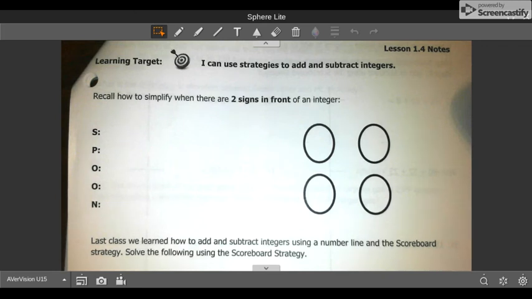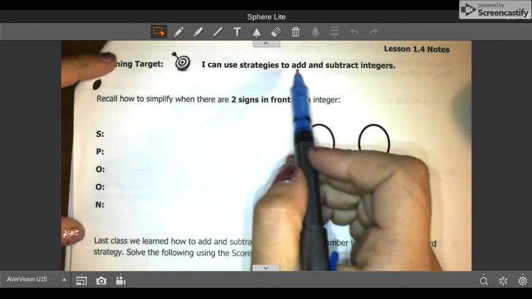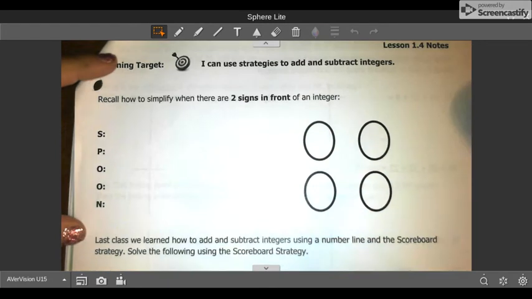Hi, today I'm going to be doing lesson 1.4. I can use strategies to add and subtract integers.